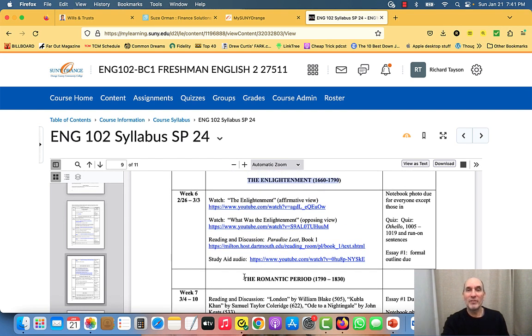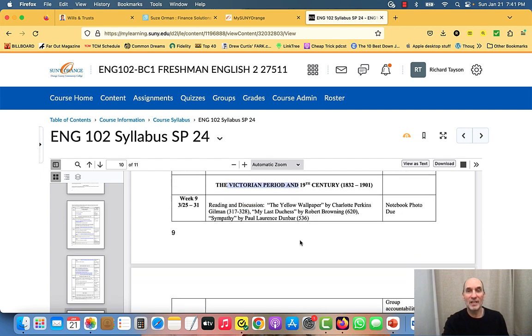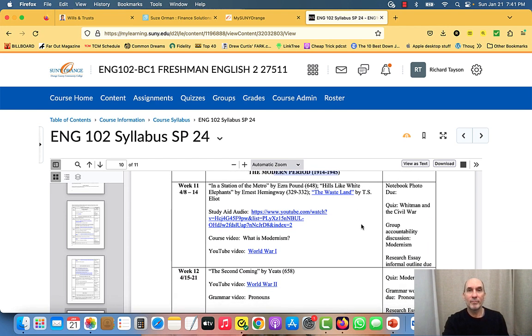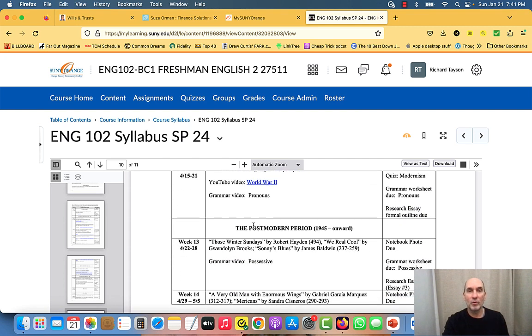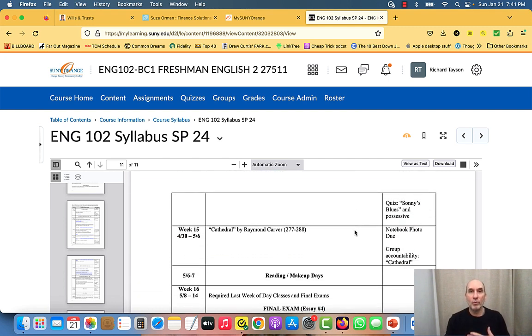The Enlightenment. Then we move into the Romantic period, 1790 to 1830. Victorian period, and 19th century, 1832 to 1901. Modern period, 1914 to 45. Two world wars, World War I and World War II. Massive influence over all of our lives, whether we're aware of it or not. Postmodern period is 1945 forward. Okay, so we're working through these periods of time by reading the literature.